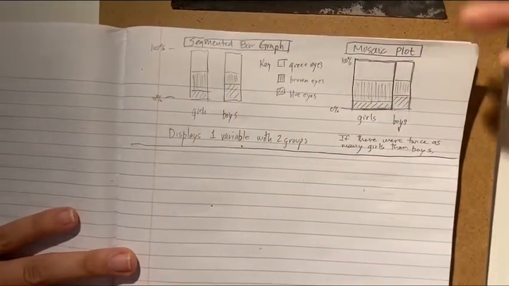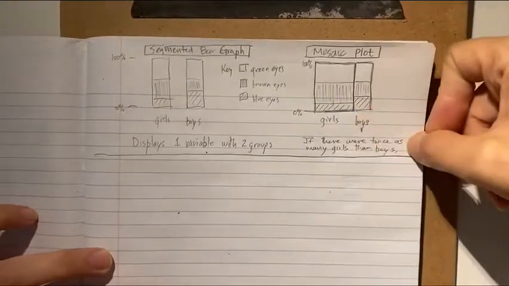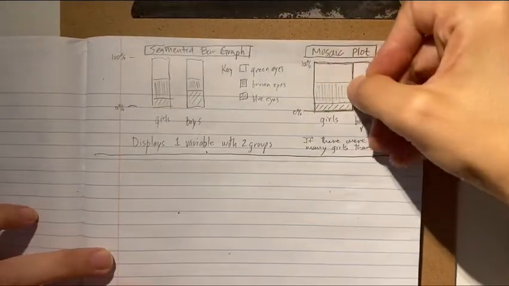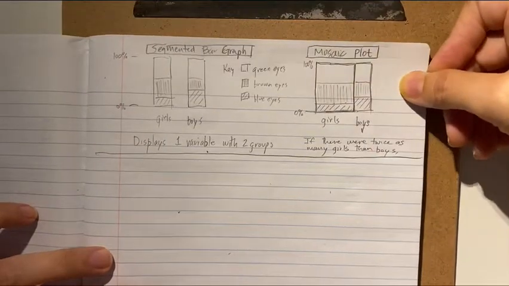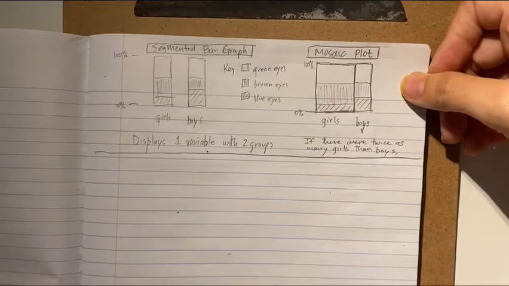And so to get a feel for this, if there were twice as many girls than boys, we could double the width, and this is called a mosaic plot. So it's kind of a beefed up version of a segmented bar graph. Okay.